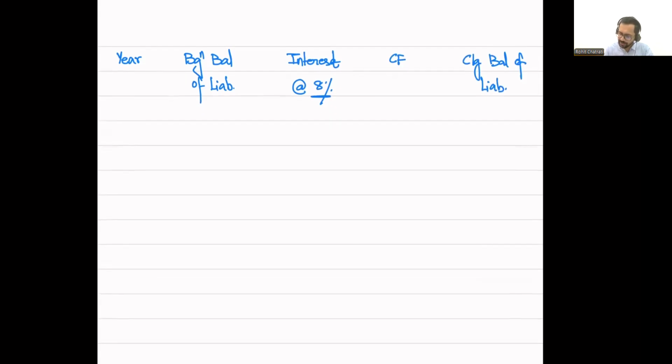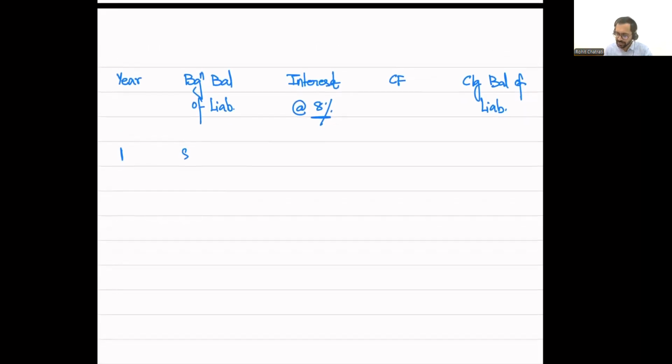All right, so let us say for year one, my beginning balance of the liability was basically 88 lakh 50,960. At the beginning of year one, I recorded the instrument and had a liability of 88 lakh 50,960. The interest at 8 percent is going to be 88,50,960 multiplied by 8 percent, which is 7,08,077. This interest is calculated on the beginning balance.